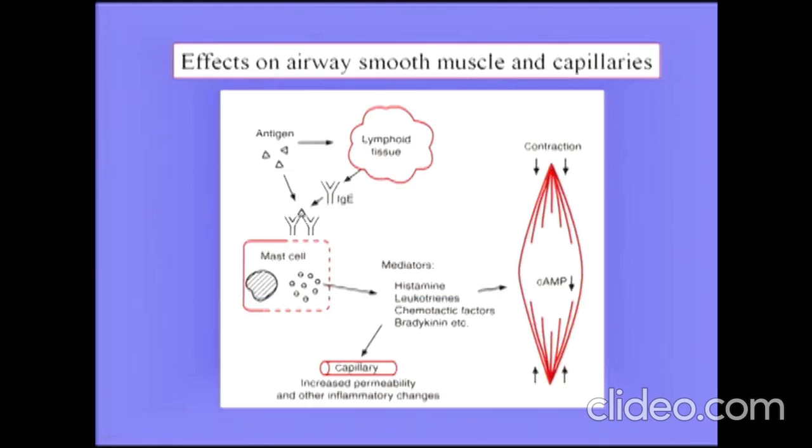One is to reduce the inflammatory changes, including the permeability of the capillaries, and the other is to reduce the contraction of the bronchial smooth muscle.